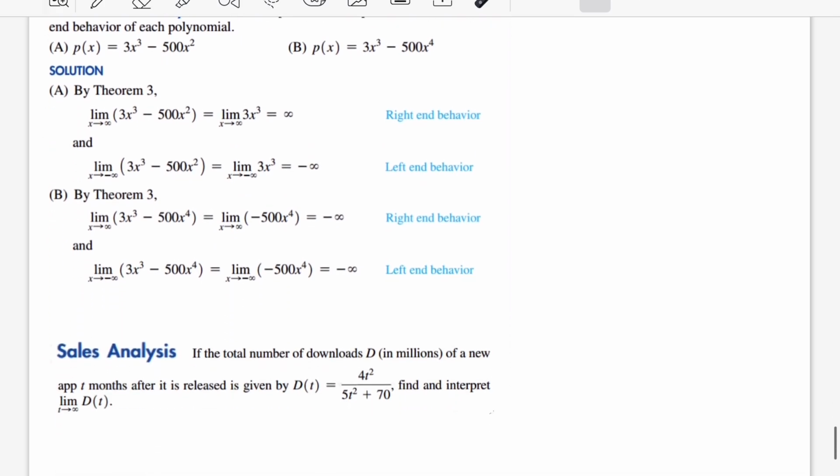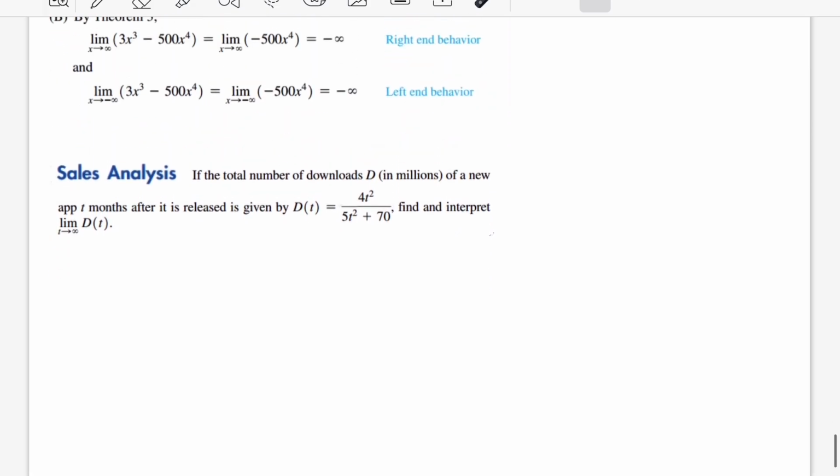All right, now what we're going to do is look at an application. We're looking at an application of sales analysis. So if we were told the number of downloads, D in millions, of a new app T months after it is released is given by this function here. We want to find out what the limit of this function would be as t gets closer to infinity.